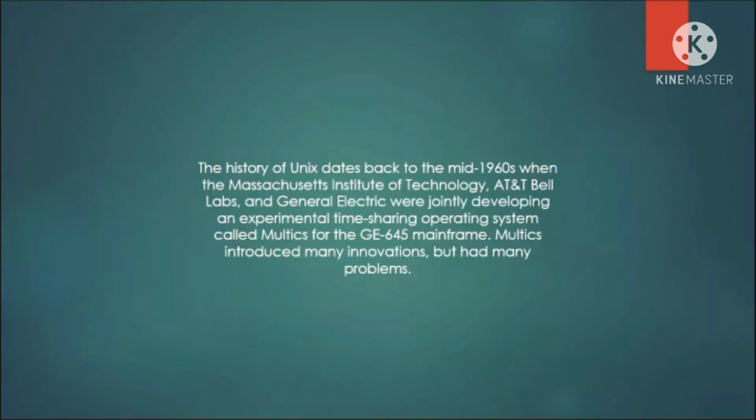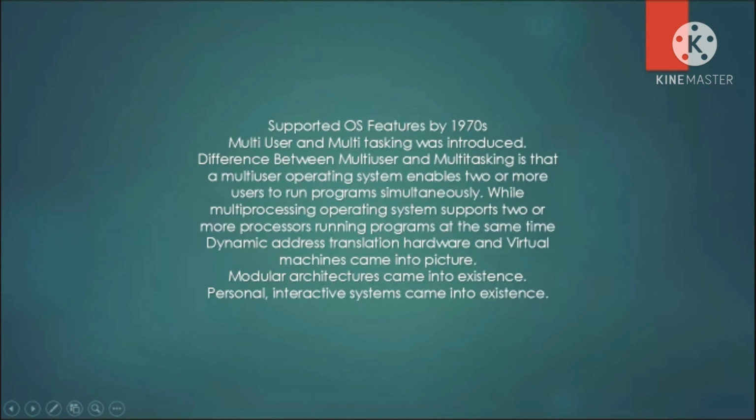The history of Unix dates back to the mid-1960s, when the Massachusetts Institute of Technology, AT&T Bell Labs, and General Electric were jointly developing and implementing a time-sharing operating system called Multics for the GE-645 mainframe. Multics introduced many innovations but had many problems. Supported operating system features by the 1970s.